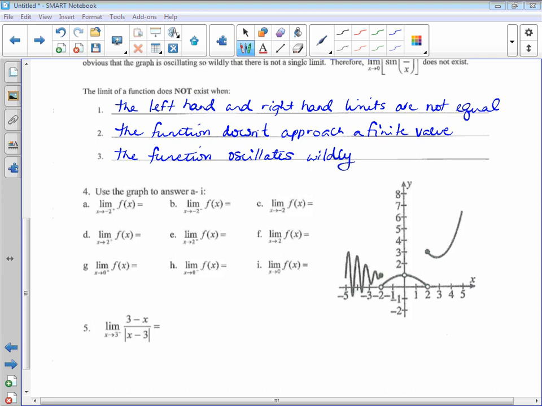Does that mean that it's not continuous, those 3 things? Because if the limit doesn't exist, the function's not continuous. Oh. So remember, the limit has to equal the function value at that specific point. So if the limit doesn't exist, then it can't actually equal the function value.